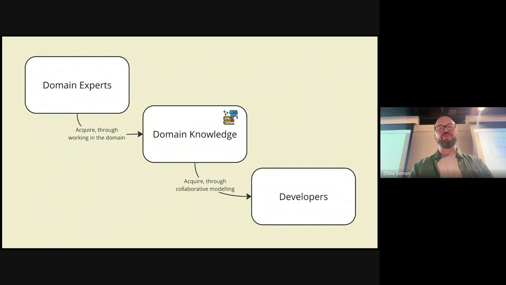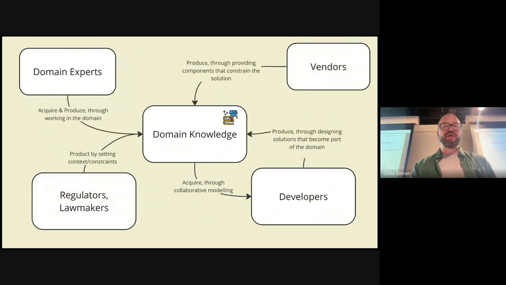But actually, these days we tend to acquire that domain knowledge through collaborative modeling. We talked about it, someone brought up event storming before, and domain storytelling. It's quite popular. Event modeling is another one that's getting some traction. So there's this notion that the domain experts have the knowledge and they acquire it from working in the domain, and then we acquire the knowledge through collaborative modeling with the domain experts. Which is sort of true, but it's not that straightforward.